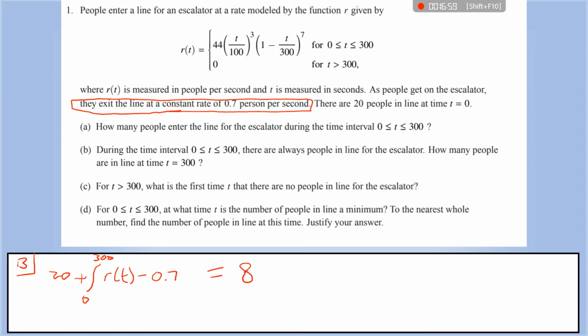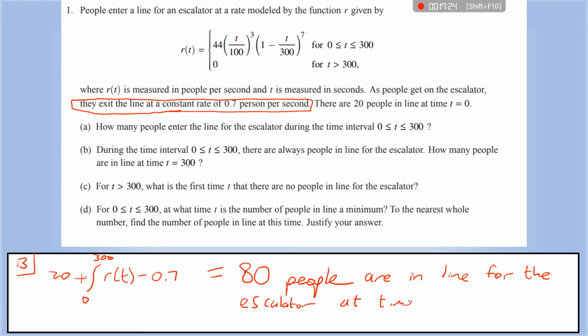What are our units again? People. Okay, so there are 80 people in line for the escalator at time t equals 300. Again, I'm just kind of using the question against itself. How many people are in line at time t equals 300? There are 80 people.